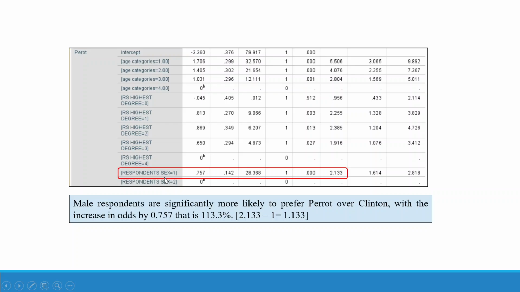Respondents gender equal to 1, which is male. Male respondents are significantly more likely to prefer Parrot over Clinton, with the increase in odds by 0.757, that is 113.3 percentage, 2.133 minus 1. So it is 113.3 percentage, and that is statistically significant as the p-value is less than 0.05.